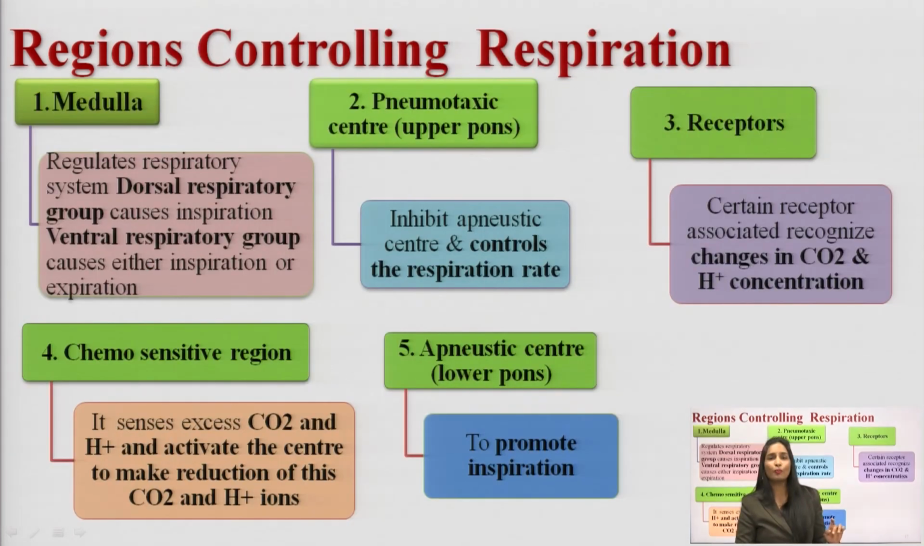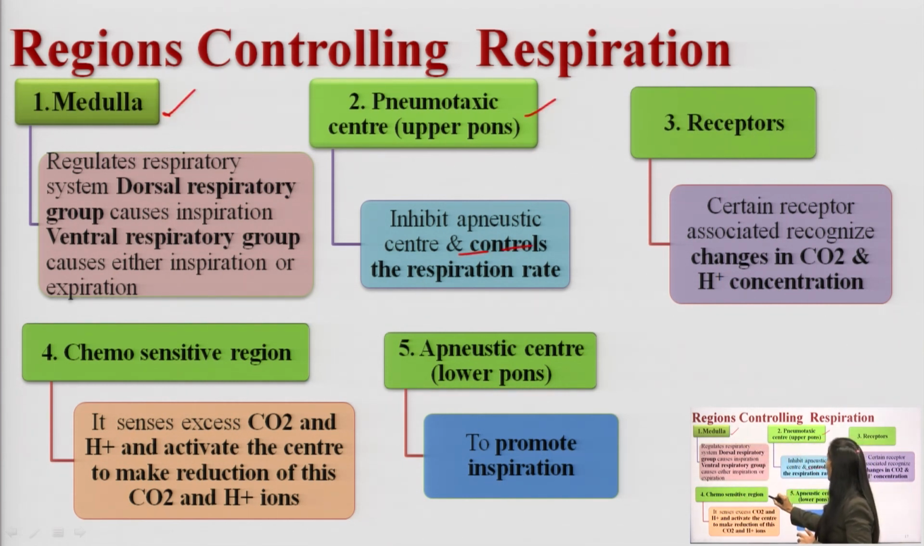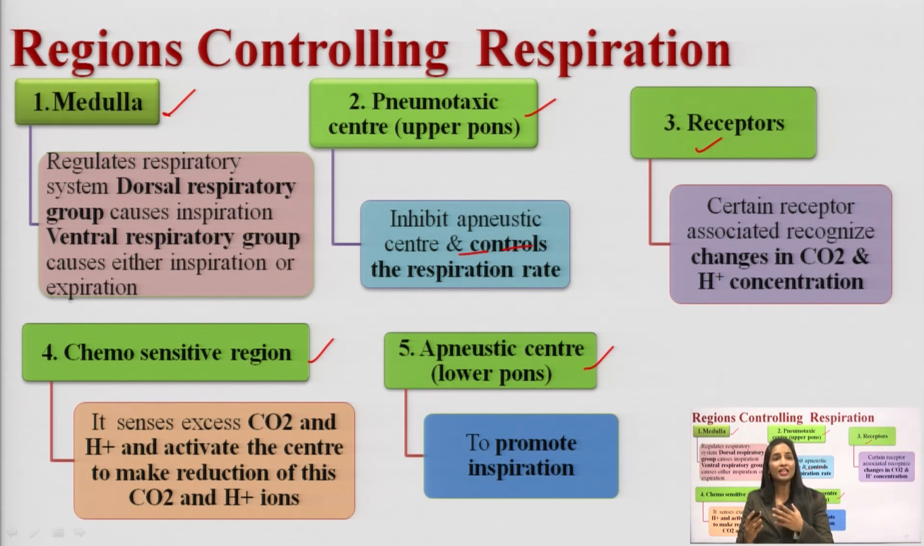So, let me see what are the centers that can control the respiration. Here we will discuss the medulla, pneumotaxic center, chemoreceptor sensory region, receptors and apneustic center. If I am talking about the medulla, there are two main centers, one is the dorsal respiratory group and the other is the ventral respiratory group. Dorsal respiratory group regulates the respiratory system, it causes the inspiration. And what about the ventral respiratory group? The ventral respiratory group is responsible for both inspiration and expiration.